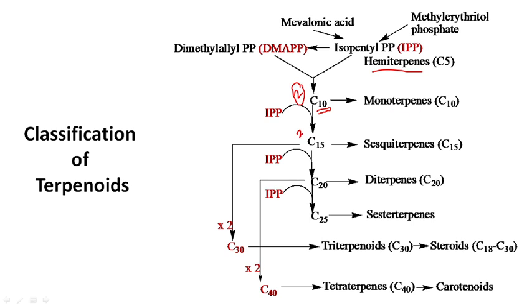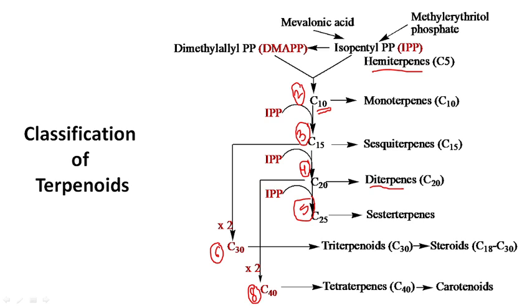If 3 isoprene units are attached to each other and the terpene is formed, it is categorized under sesquiterpene. If there is attachment of 4 isoprene units, then it would be categorized under diterpene. 5 isoprene units attached to each other, sesterterpenes. If there is attachment of 6 isoprene units, it will be triterpenes, and if 8 isoprene units, it would be tetraterpenes.